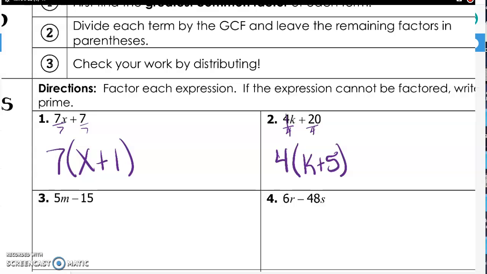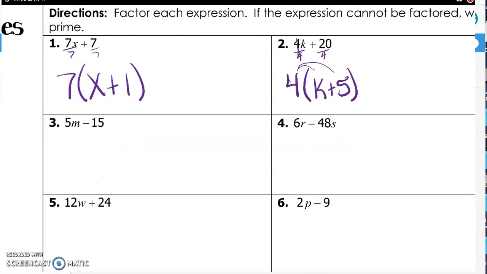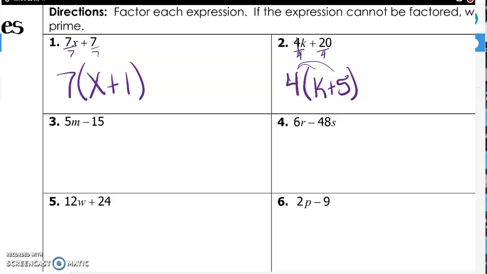So 4 parentheses 4k plus 5. And again, you can just kind of do it in your head. Make sure you would get 4k plus 20 if you distributed. Number 3, ask yourself, does 5 go into 15? Yes, it does. So you write the 5 on the outside, parenthesis, divide by 5, we get m minus 3.